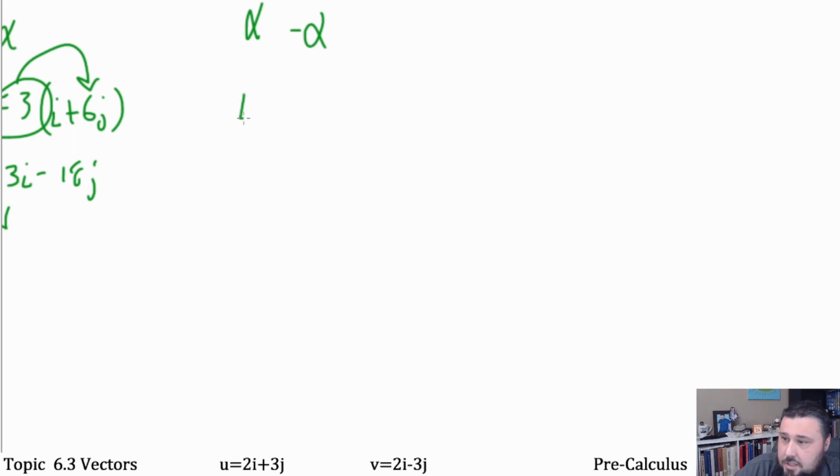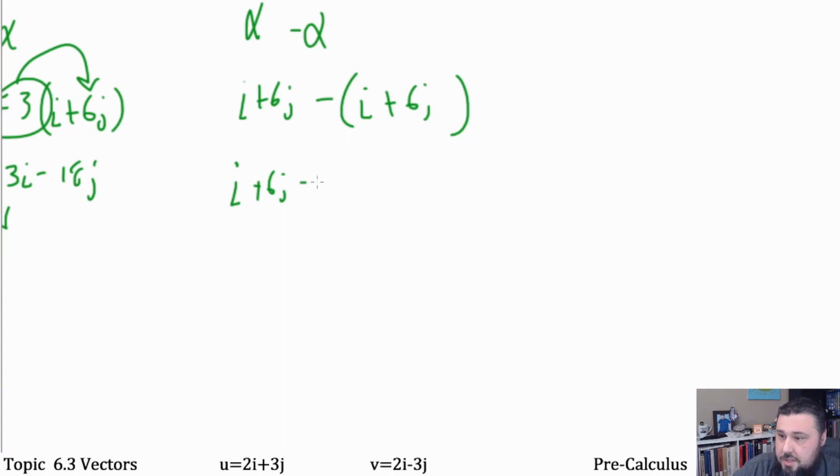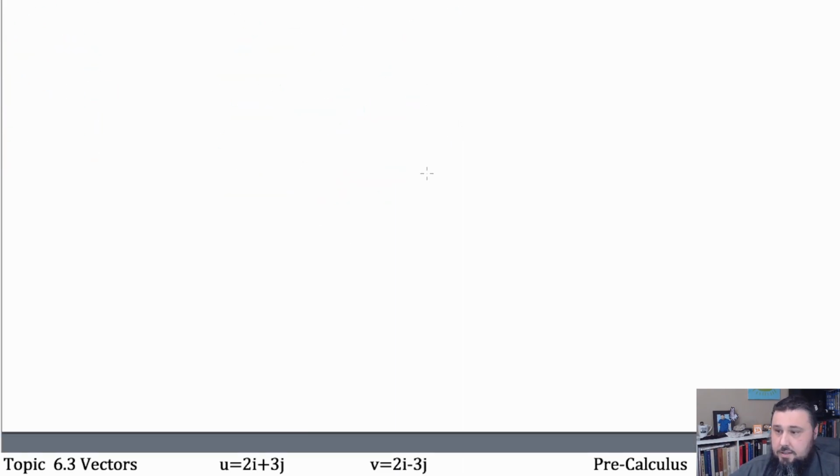We have I plus 6j minus the quantity I plus 6j. Looking pretty good, right? Here's I plus 6j because there's nothing to do. Distribute this, I get minus I minus 6j. These cancel, and alpha minus alpha is in fact 0.